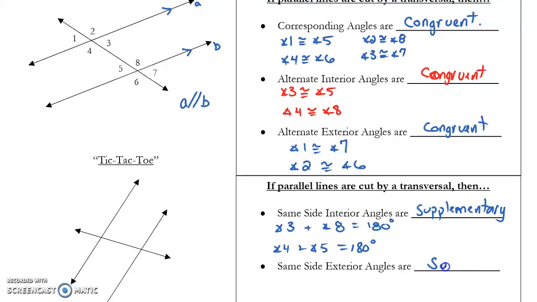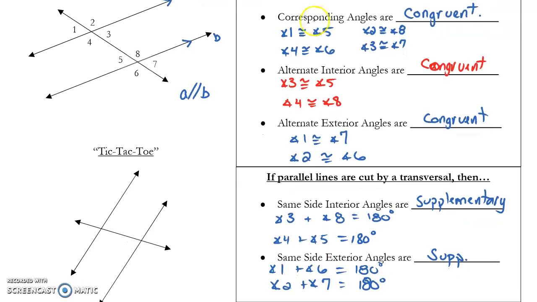We can make the same conclusion about same side exterior angles. Angle 1 plus angle 6 equals 180 degrees. Angle 2 plus angle 7 equals 180 degrees.